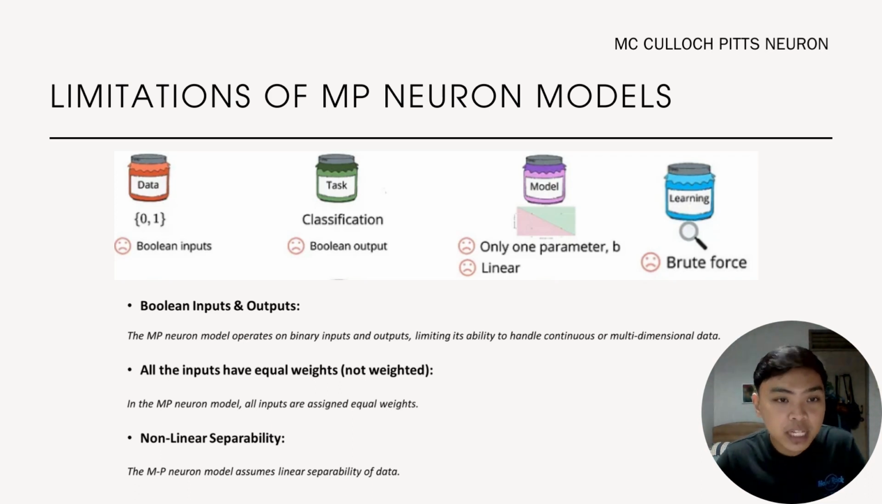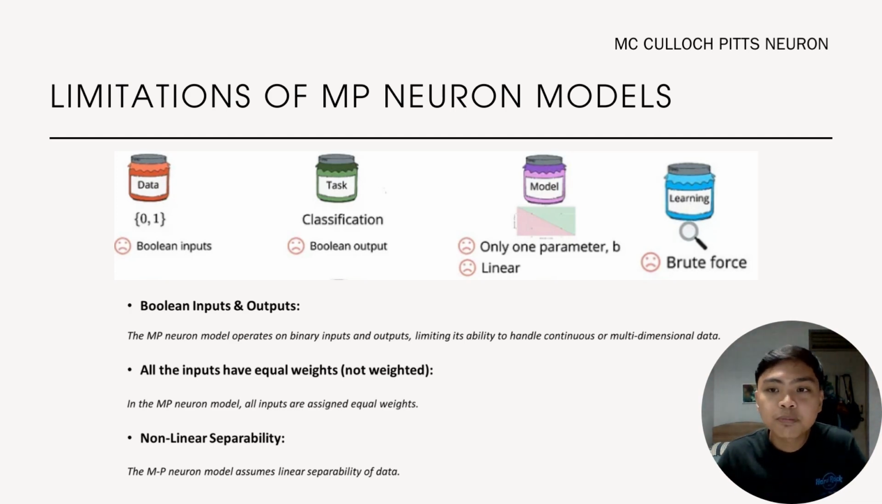Nonlinear separability. The MP neuron model assumes linear separability of data. Linear separability means that the data can be classified by a single straight line or hyperplane. This assumption limits the model's effectiveness in handling problems with nonlinear separability. As an example, the XOR function or problems that require nonlinear decision boundaries.